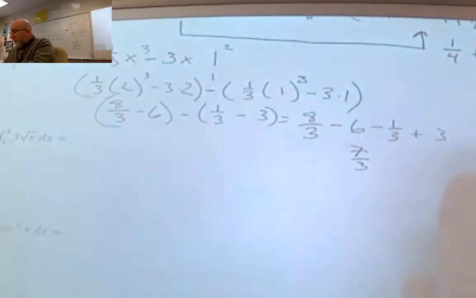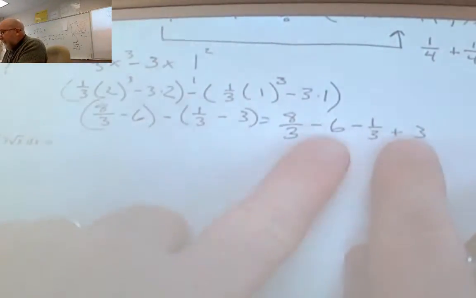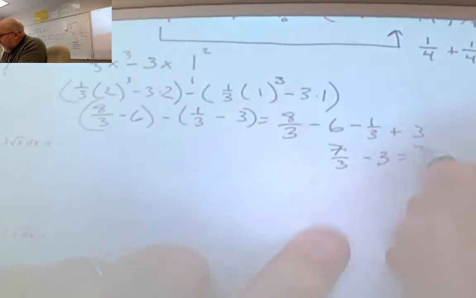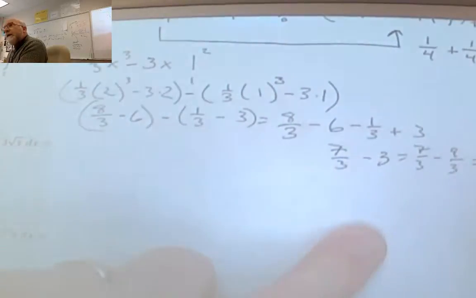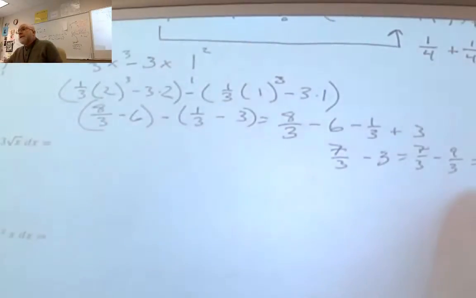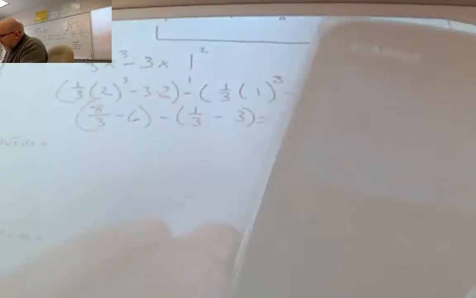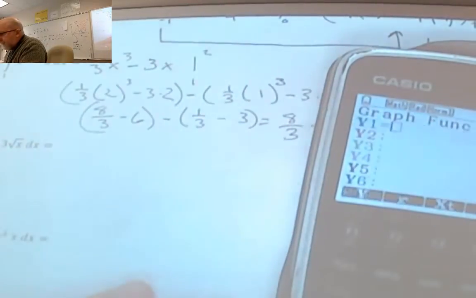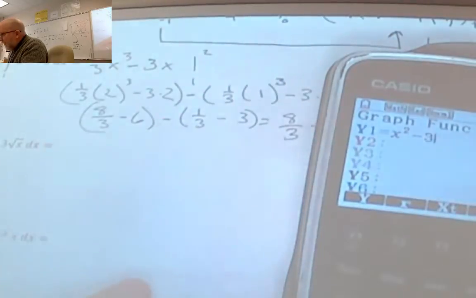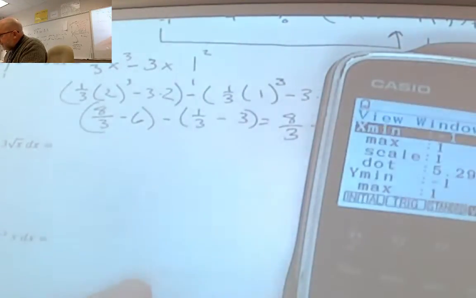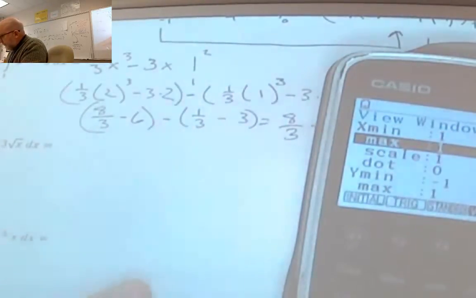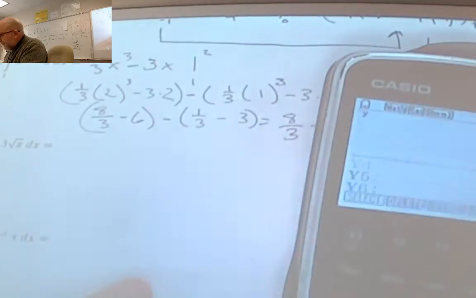A negative 6 plus 3. Negative 3. So that's 7/3 minus 9/3, which is what? Negative 2/3. That means there is more underneath the x-axis than there is above the x-axis. I walked more to the left than I did to the right. I went down further than I went up. If I look at this, and I write x squared minus 3, I'm going to change my window to 1 to 2.